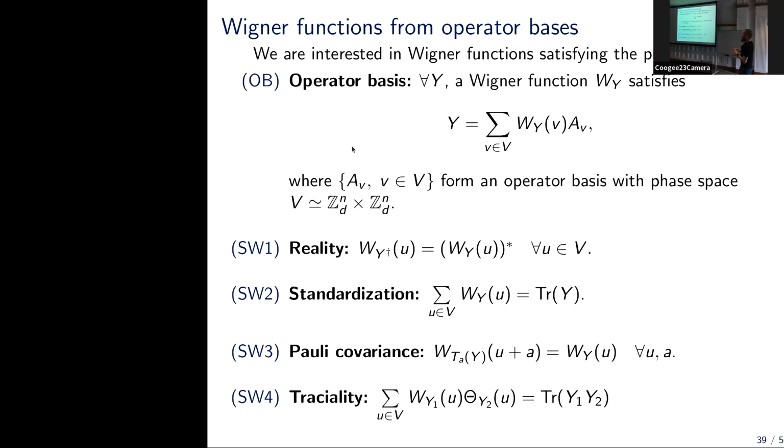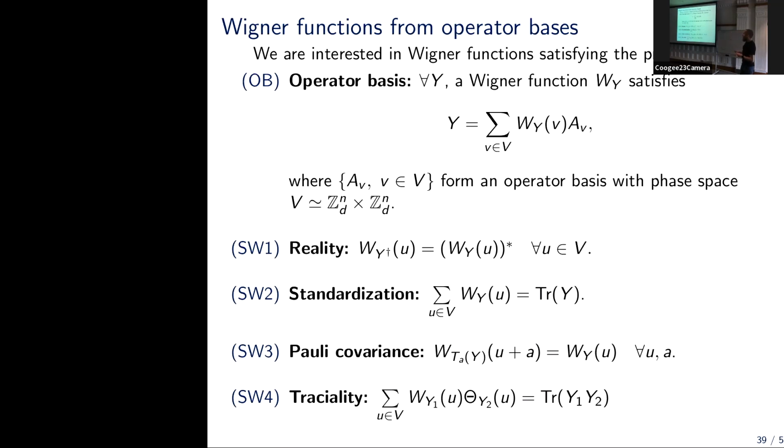The first one is the operator basis assumption: the phase point operators form an operator basis for the space of Hermitian operators. Then we assume that the Wigner function is real, which is equivalent to assuming the phase point operators are Hermitian. We assume it's standardized, so the phase point operators have trace 1. And then we have 2 more technical constraints, a Pauli covariance constraint and a traciality constraint. So these 5 conditions define what we mean by a Wigner function.